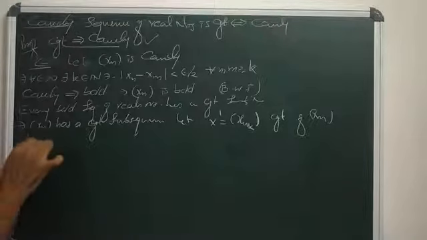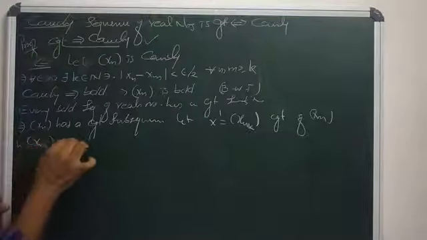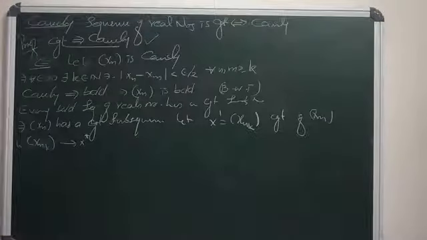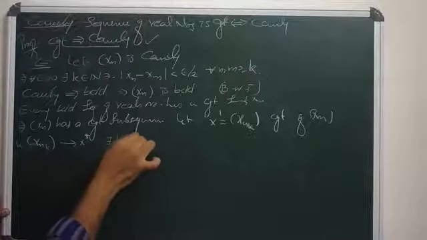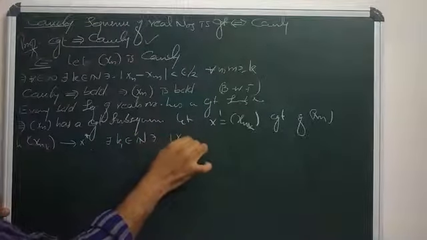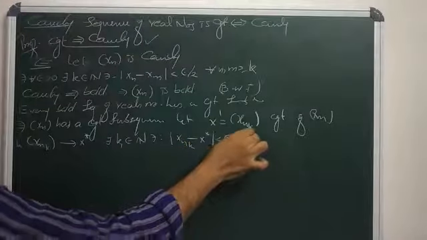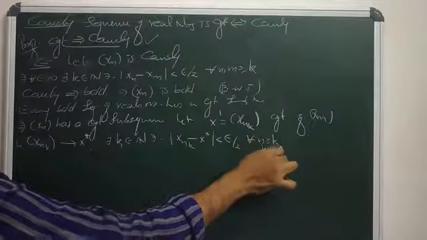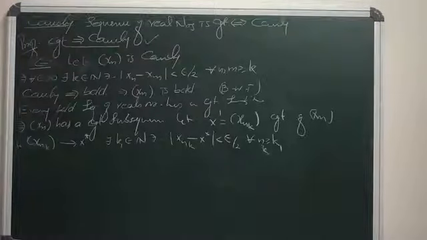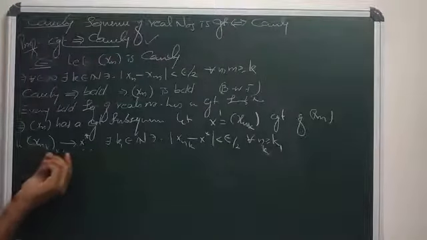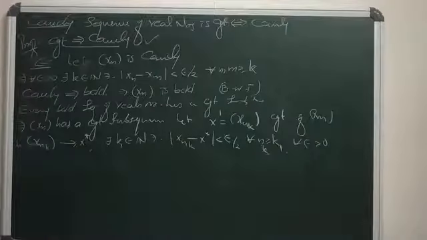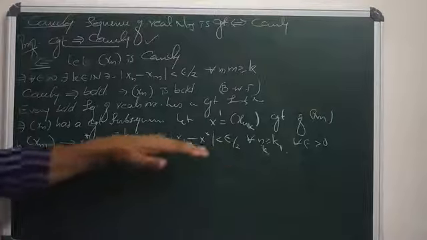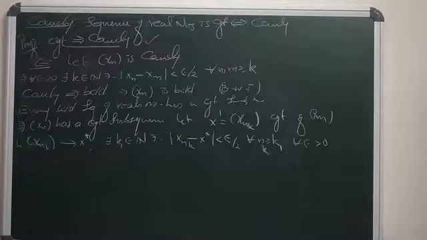That means the limit of {x_nk} converges to some x star. {x_nk} converges to some x star means there exists some k1 such that modulus of x_nk minus x star is strictly less than epsilon by 2 for all nk greater than or equal to k1. That is because of the definition of convergence. x_nk converges to x star means for all epsilon positive, there exists k1 such that modulus of x_nk minus x star is less than epsilon by 2 for all nk greater than or equal to k1. Okay. But xn is Cauchy.